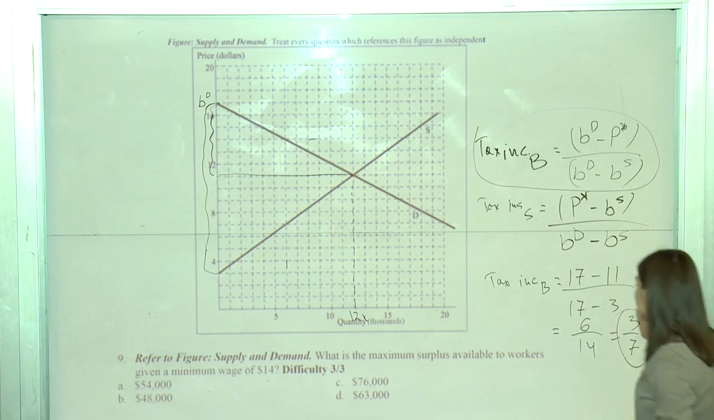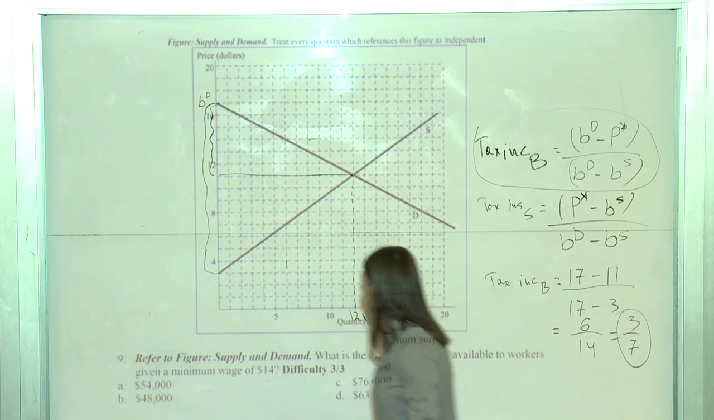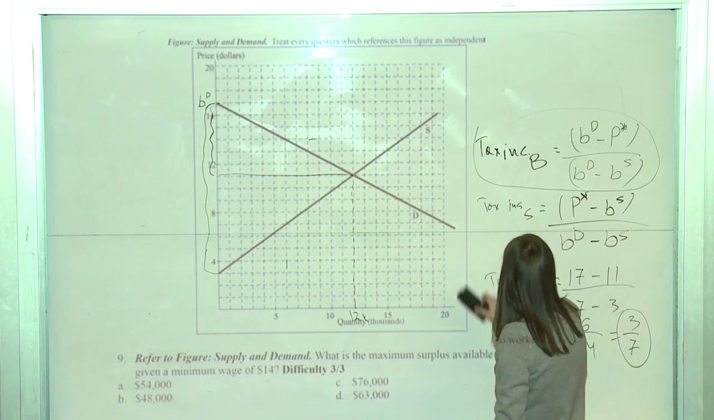What is the maximum surplus available to workers given a minimum wage of $14?